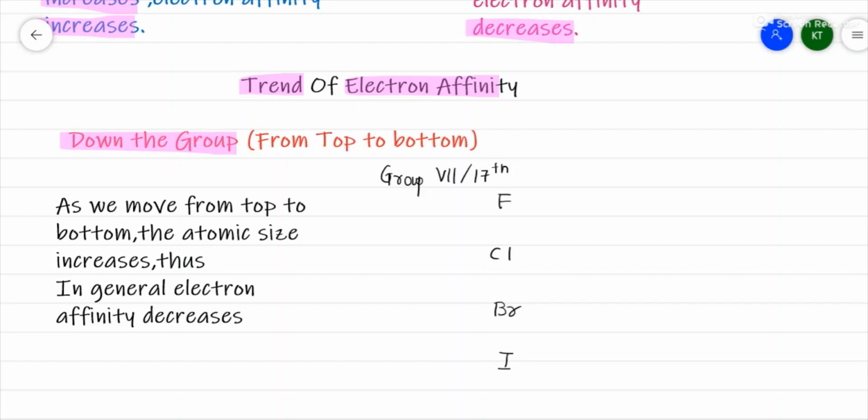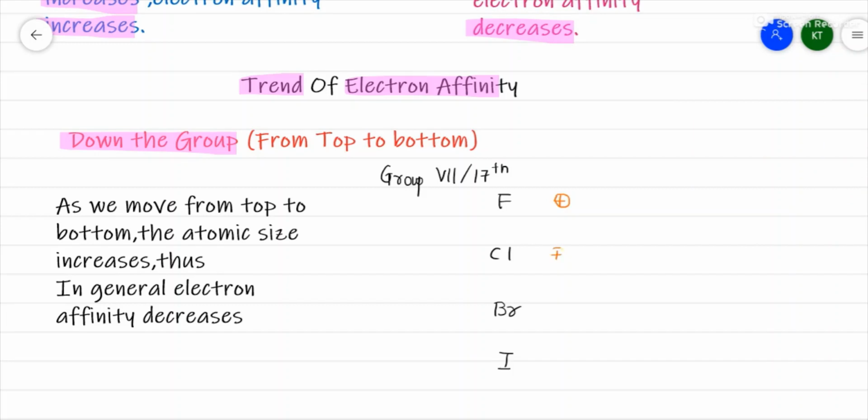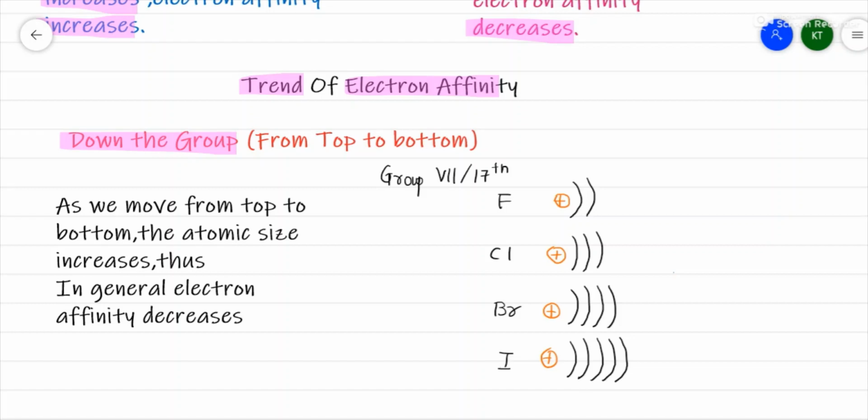Now let me draw the nucleus of fluorine. This is the nucleus of fluorine, this is the nucleus of chlorine, this is the nucleus of bromine and this is the nucleus of iodine. Then I draw the shells. Fluorine has 2 shells, chlorine has 3 shells, bromine has 4 shells and iodine has 5 shells. Each of these has 7 electrons in its valence shell because they are present in group 7A. So this is 1, 2, 3, 4, 5, 6, 7.